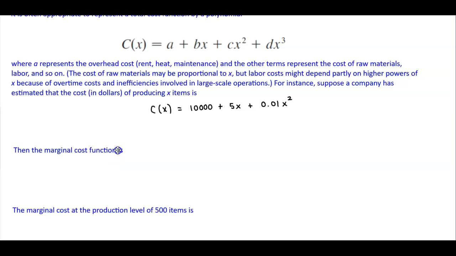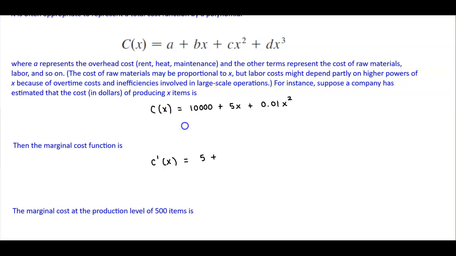Okay, so we want to find the marginal cost. Well, the marginal cost function is taking the derivative of this function. So if we take the derivative of that function, we're going to get C prime of x, which is going to equal 5 plus 0.02x. So therefore, there is our derivative.